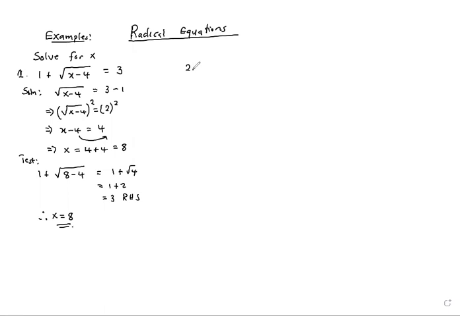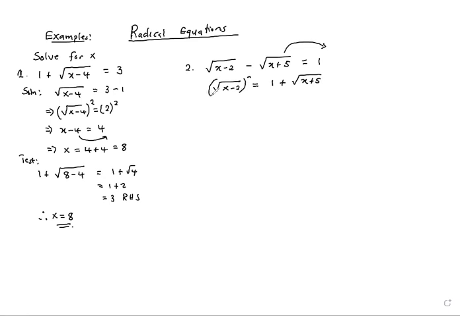Two, the root of x minus 2 minus the root of x plus 5 is equal to 1. First thing, take one of these guys the other side. So that you remain with 1 is equal to 1 plus the root of x plus 5.